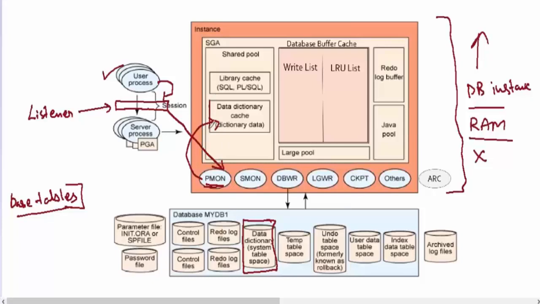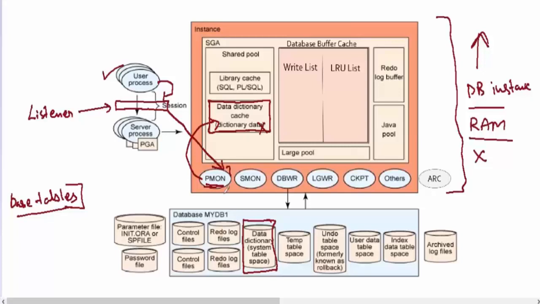So what is this data dictionary cache or data dictionary area in the instance? Data dictionary cache is the area in the instance where base tables are copied and flushed out. Now that our database instance has just started, there will be nothing in the data dictionary cache.